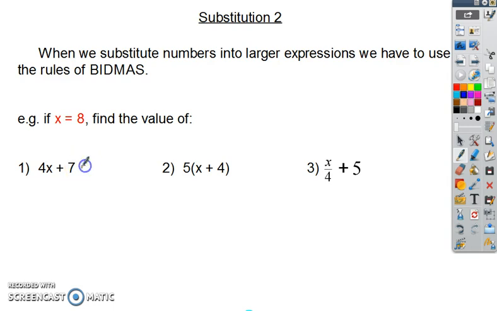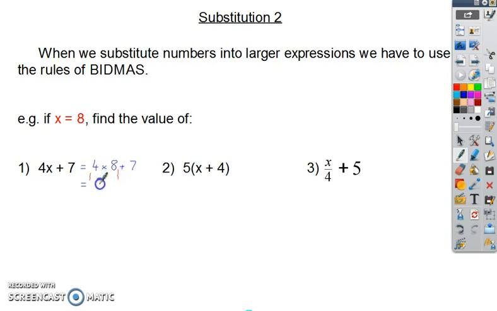Okay, question 1. 4x plus 7. Now that means 4 times 8 and then add 7. Now then, when I'm doing a piece of algebra, I write my equals above each other. And what that lets me do is see exactly what part of the sum I'm doing first and keep up with it. Okay, by the rules of BIDMAS, M comes before A, so we're going to do the multiplication in this sum first before the addition.